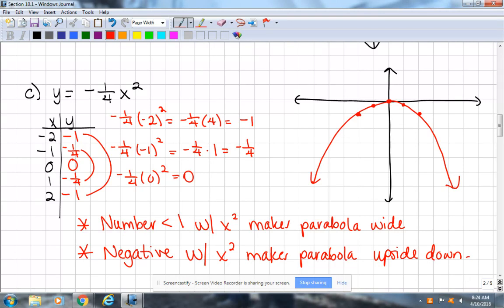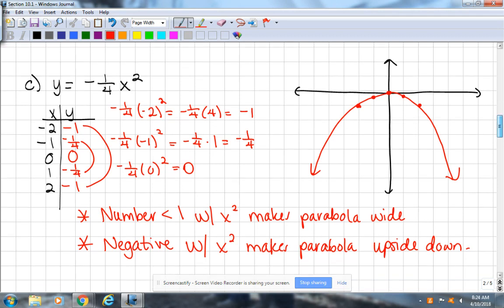If it's a whole number in front, or a number bigger than 1 in front of your x squared, it's going to stretch it up, make it more narrow. If it's a fraction or a number that's smaller than 1 in front of your x squared, it's going to make it more wide.